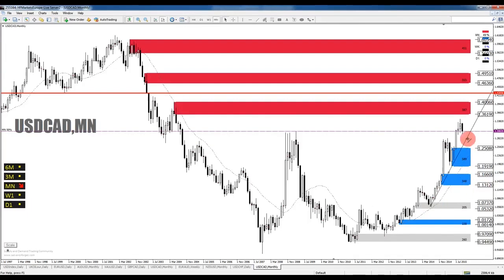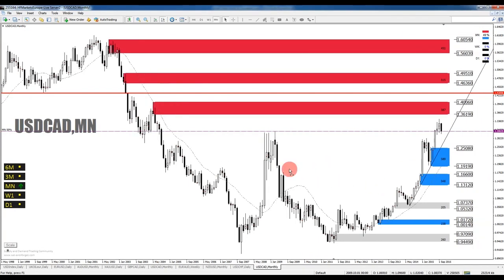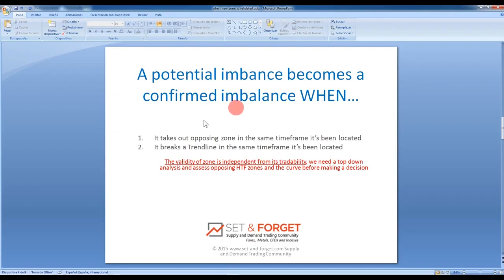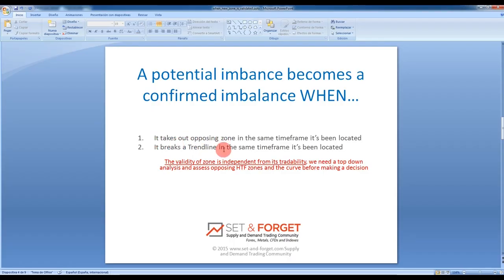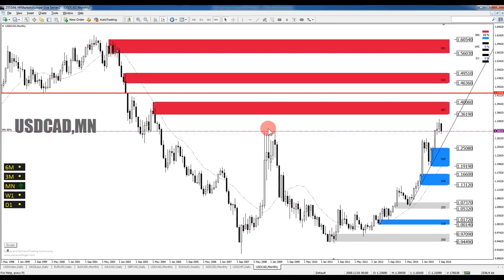And guys, this is how it works. You don't need any indicator, you don't need anything else but reading price action and the levels and the imbalances, what causes the break of an imbalance, okay, and all that. It has to take out an opposing area or break a trend line. Those are the 2 rules. But you then need to analyze the bigger picture and all that.